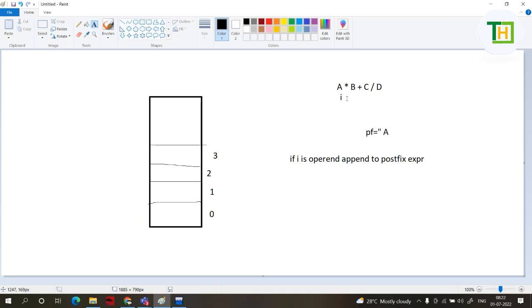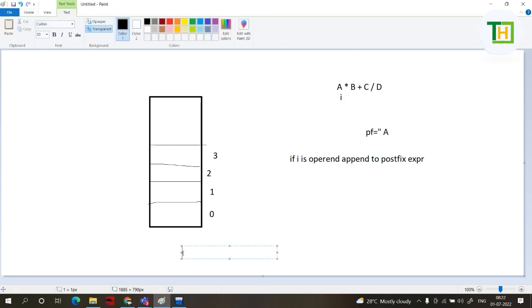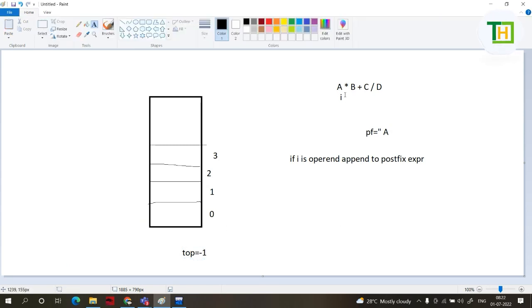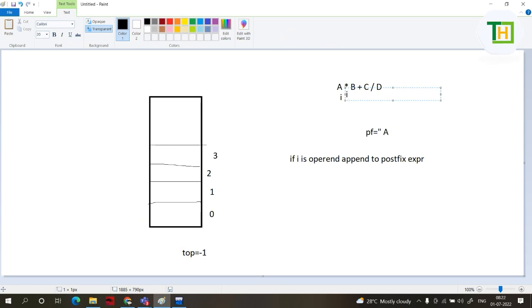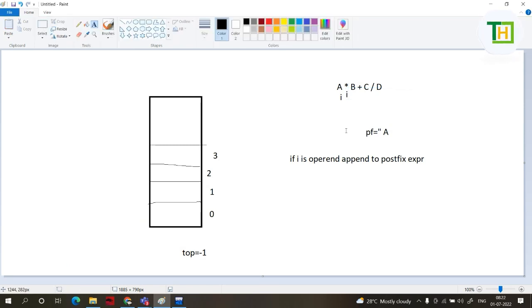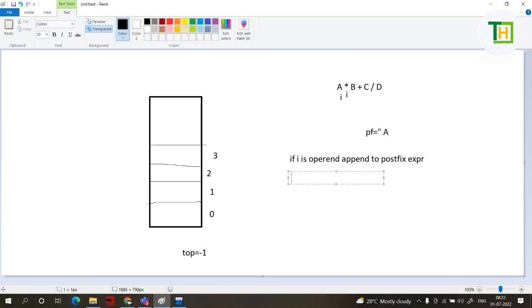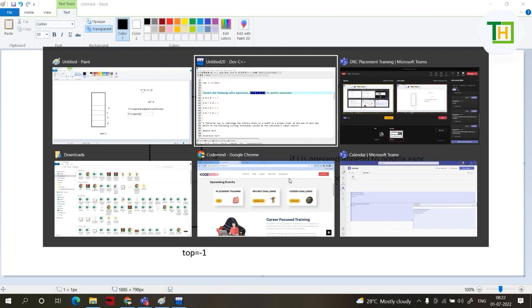Now I is indicating star. That means that is an operator. If it is an operator, we have to do so many things here. If I is an operator, there are so many things. Just a minute.